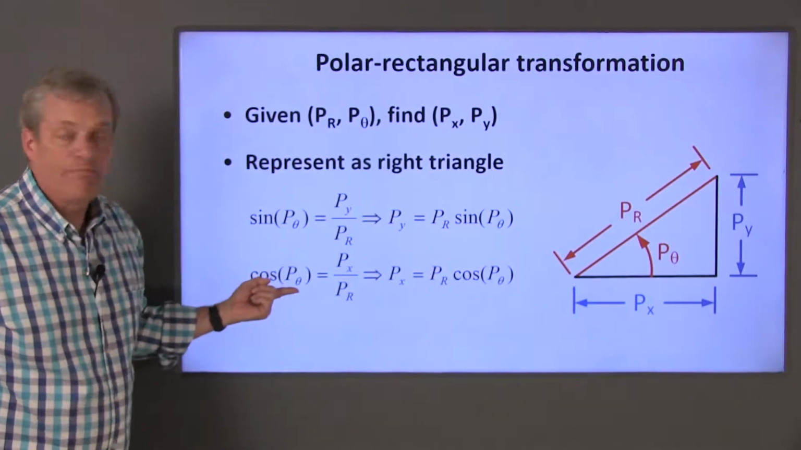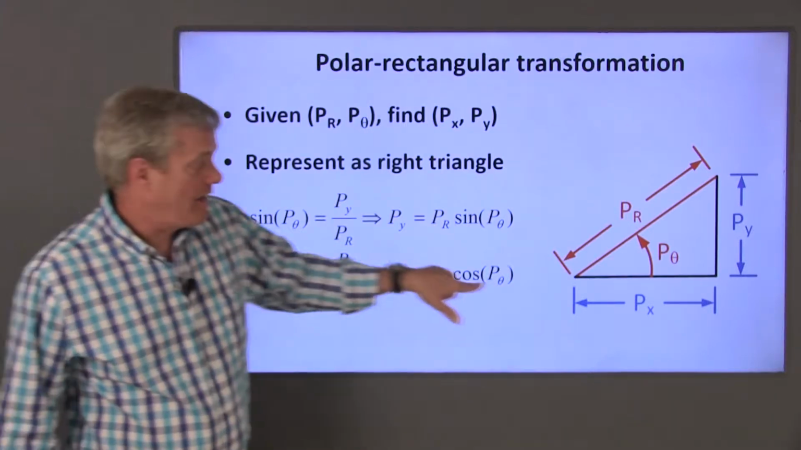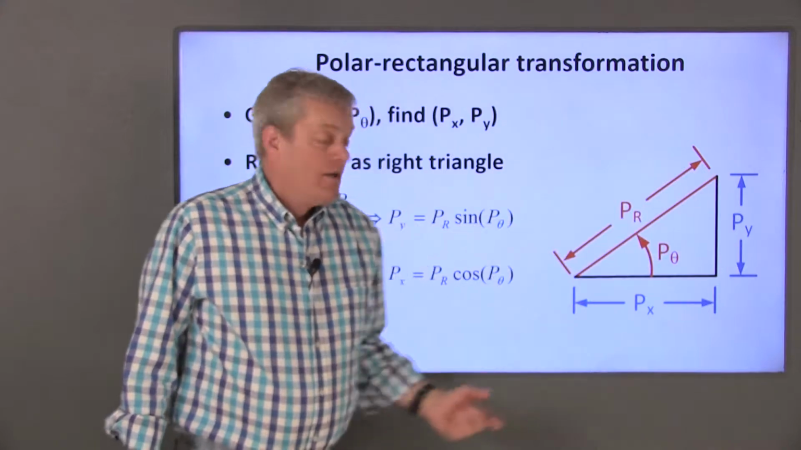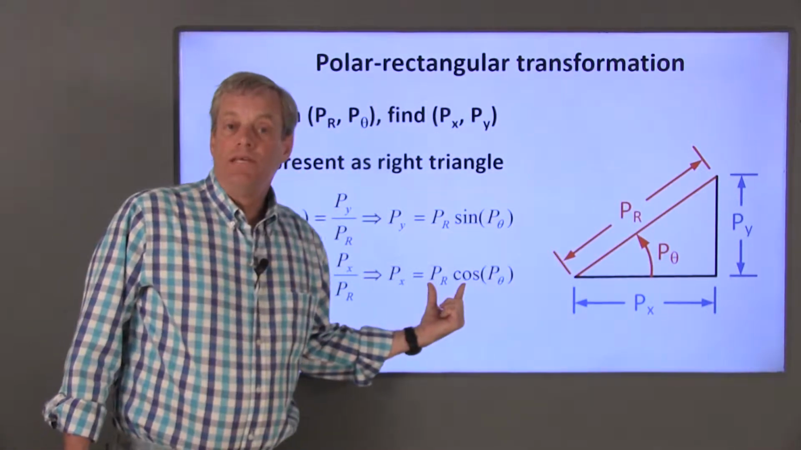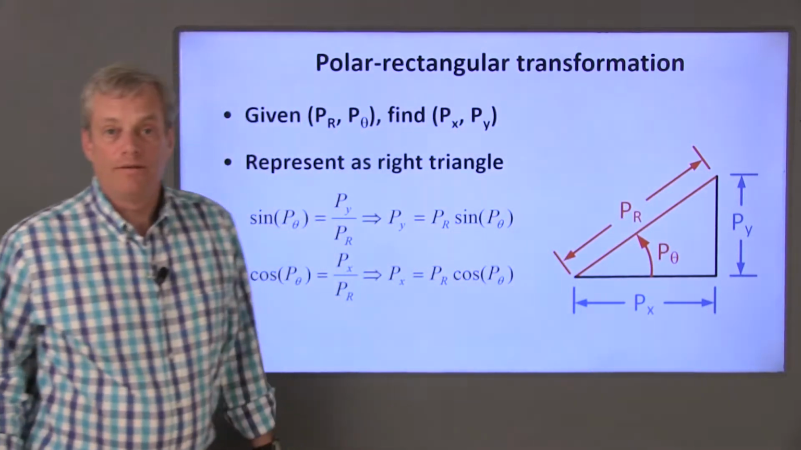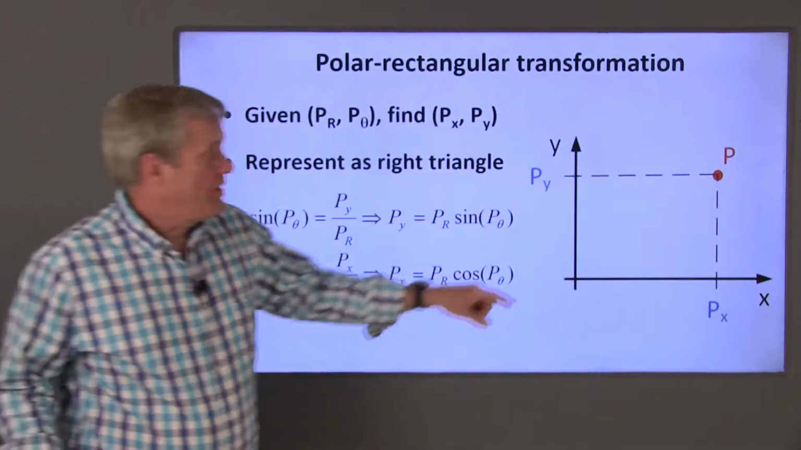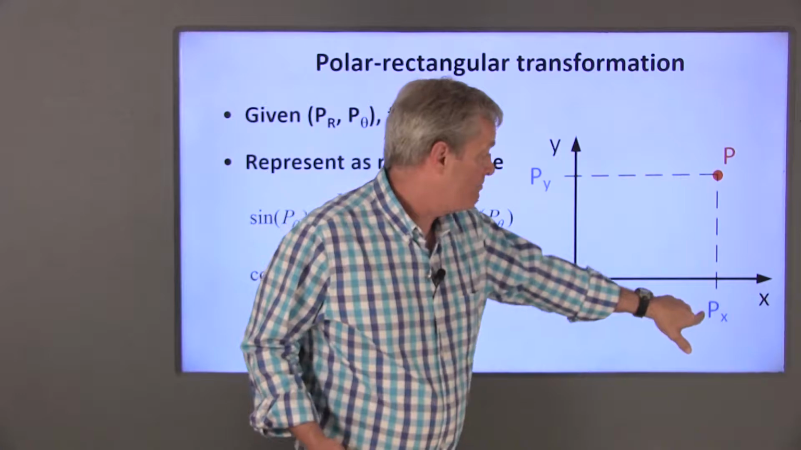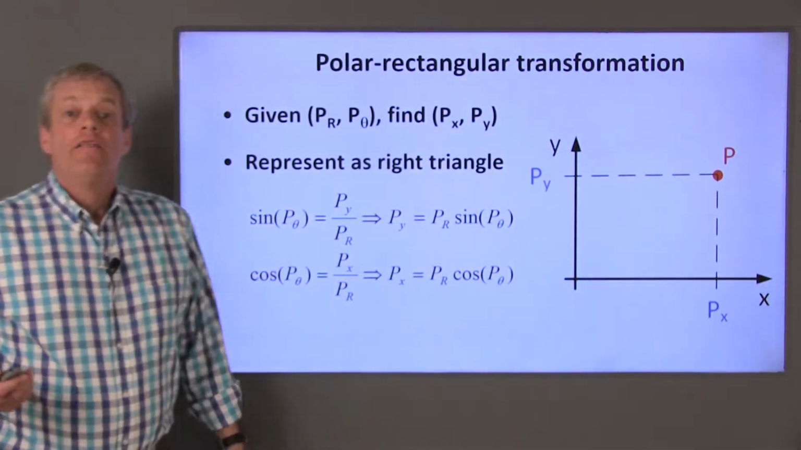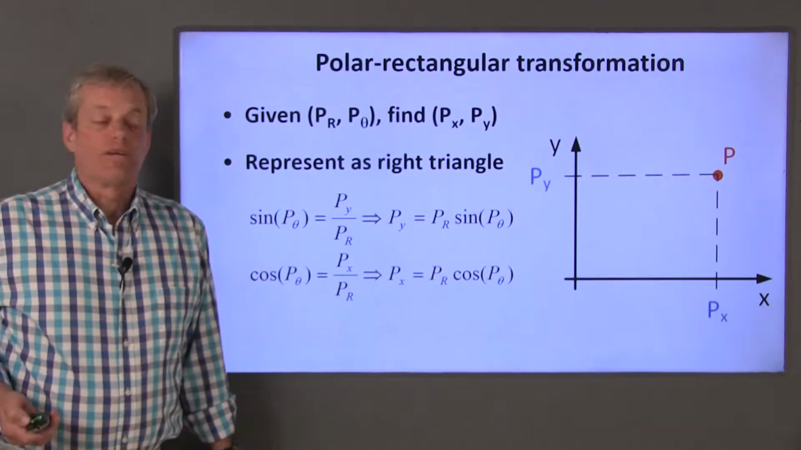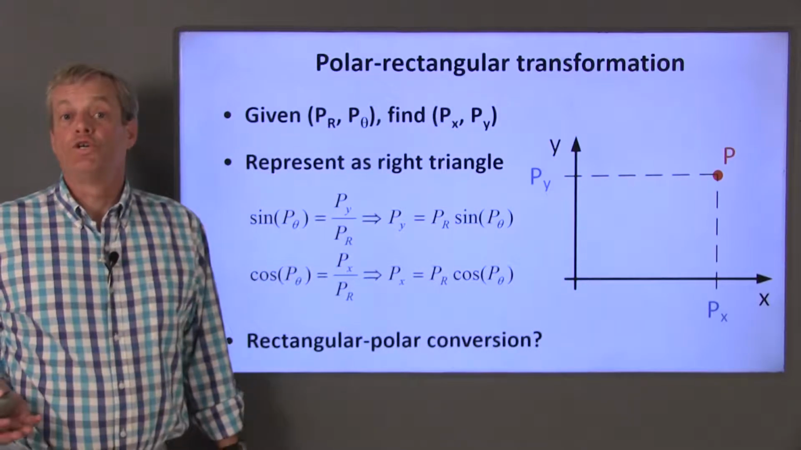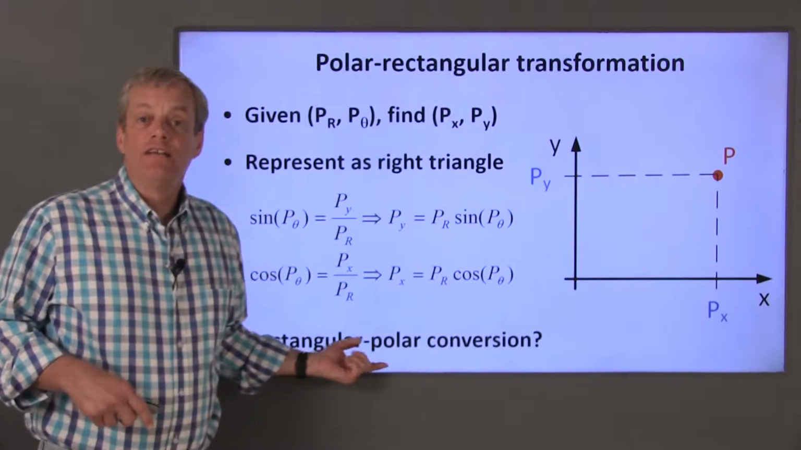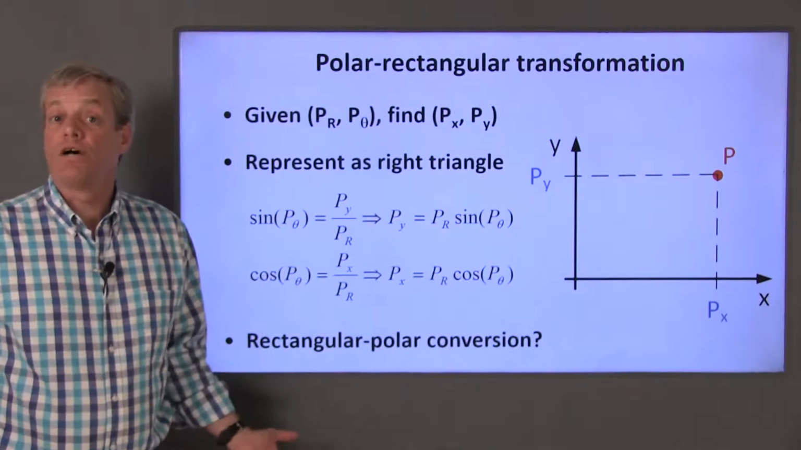The cosine of p theta is the adjacent side, px, divided by the hypotenuse, pr. So px is equal to pr times the cosine of p theta. So now, the point P is represented in terms of an xy coordinate system, px and py. This process uses basic trigonometric functions. Conversion from rectangular to polar coordinates, however, requires inverse trigonometric functions, which I'll talk about next.